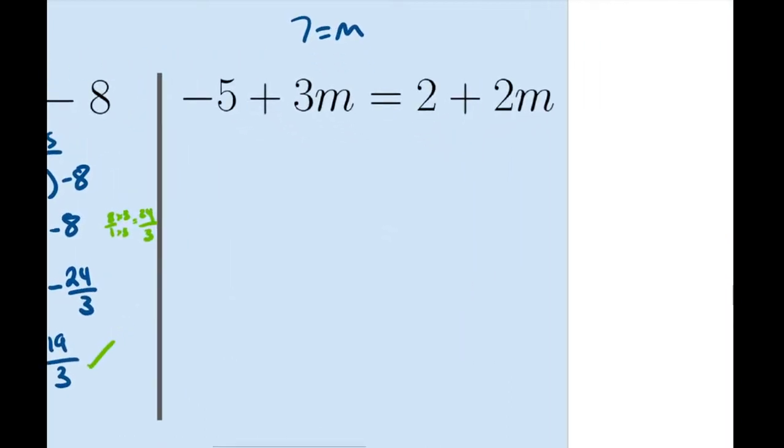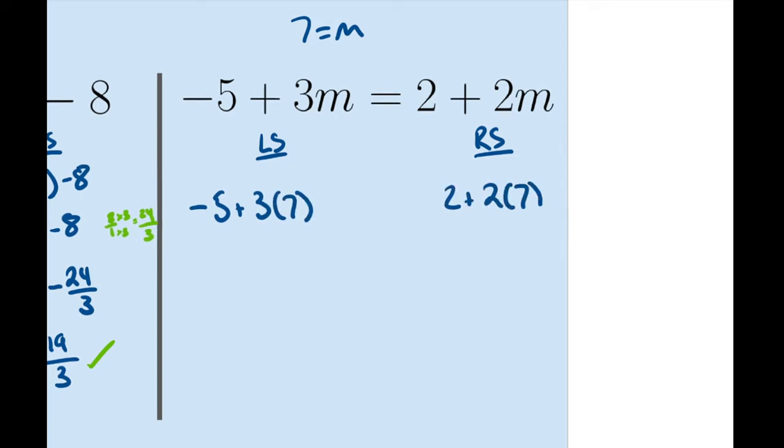Finally, same thing again, left side, right side. Plug or substitute your value in, so negative 5 plus 3 times 7, and 2 plus 2 times 7. We get negative 5 plus 21, and we get 2 plus 14. And we get 16 on one side, 16 on the other. Left side equals right side. So this is a good solution again.